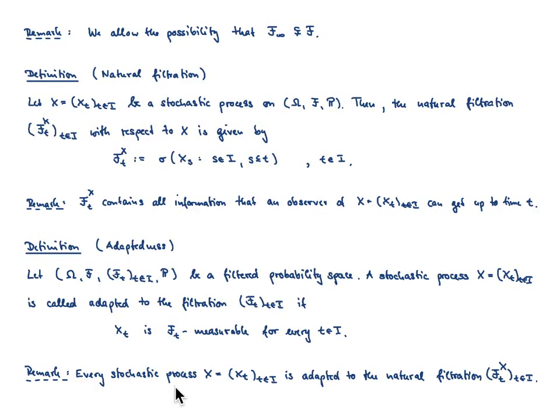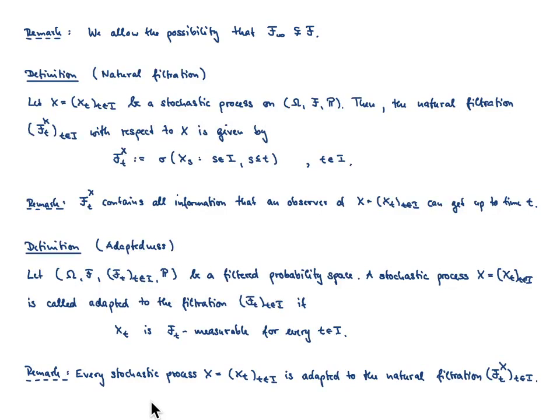You see also here's somehow how you should think of the filtration and this natural filtration. Imagine you have a deterministic process. How should the natural filtration look like? Well, for a deterministic process, every element in the filtration consists only of two values, namely the full space Ω or the empty set. You can check that quite easily.